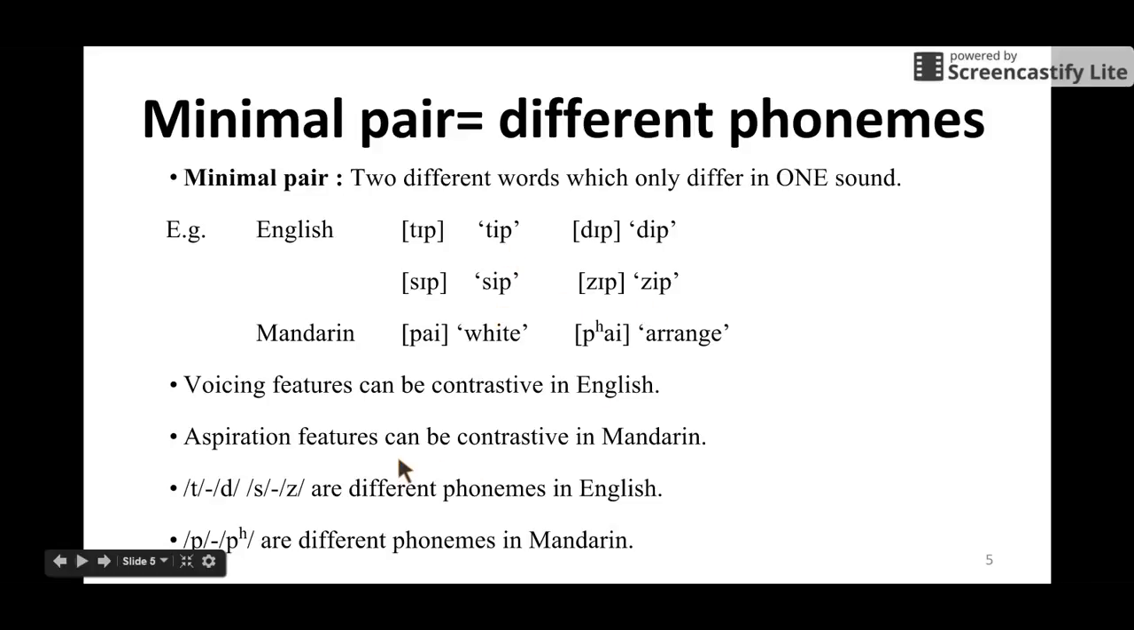If you change the voicing feature, then the two meanings are different, with two different words. Same here, aspiration features can be contrastive in Mandarin. So we have a little h here. This means aspiration. In Mandarin, if you try to say white, it's bai. If you try to say orange, it's pai. The only difference is the aspiration of the first segment. Bai and pai, aspiration makes a difference. So t, d, s, z in this case are different phonemes in English. And in Mandarin, with aspiration and without aspiration are different phonemes.